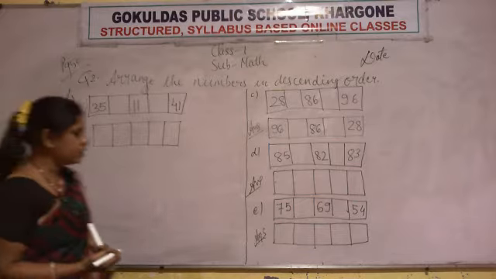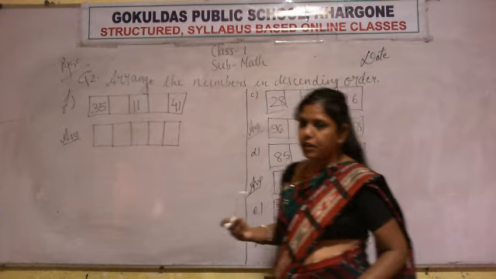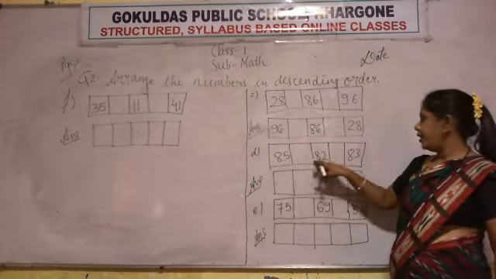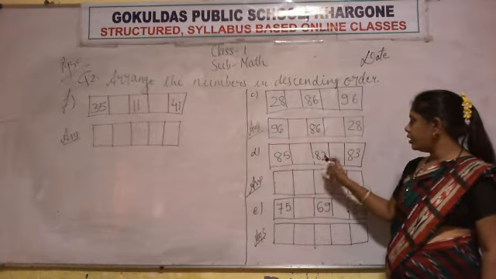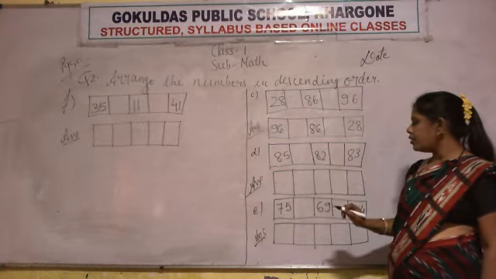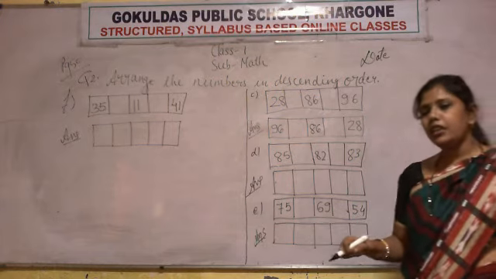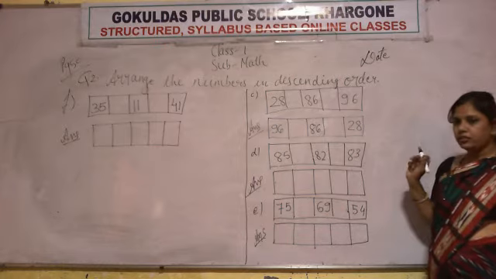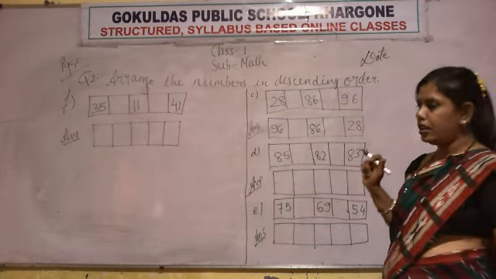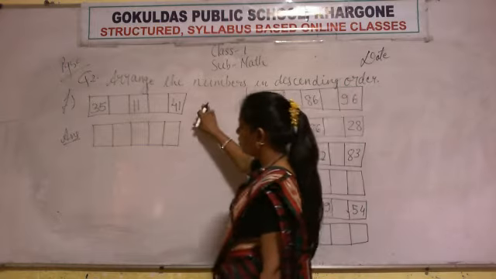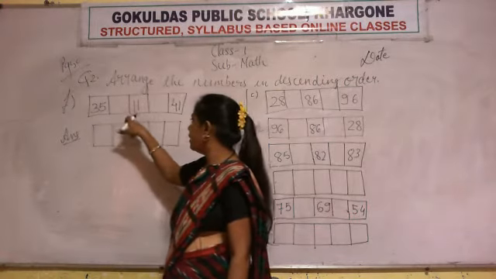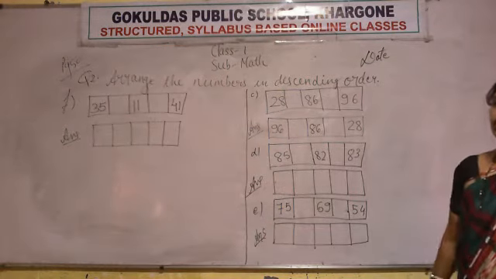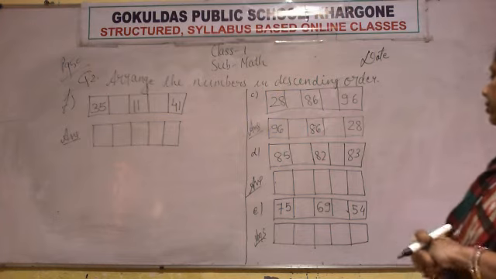Once again I am reading the question for you. The numbers given at D are 85, 82 and 83. The numbers given at E are 75, 69 and 54, and the numbers given at question number F are 35, 11 and 41. So write your answers fast.